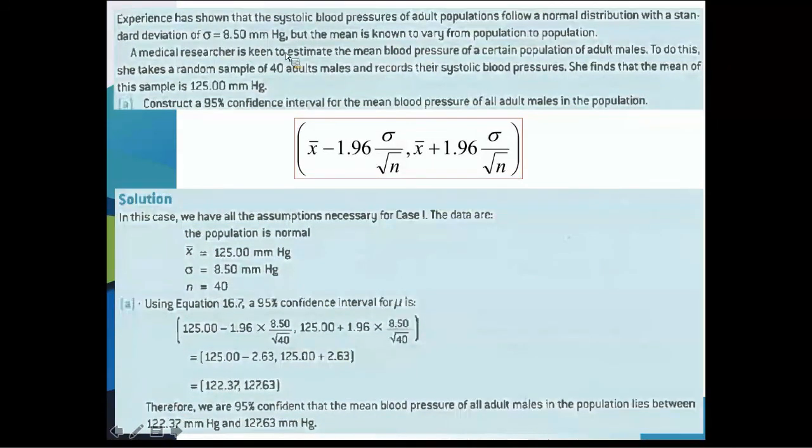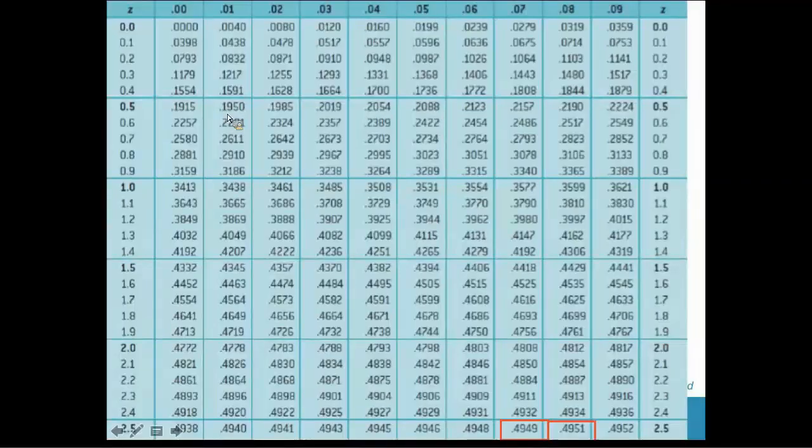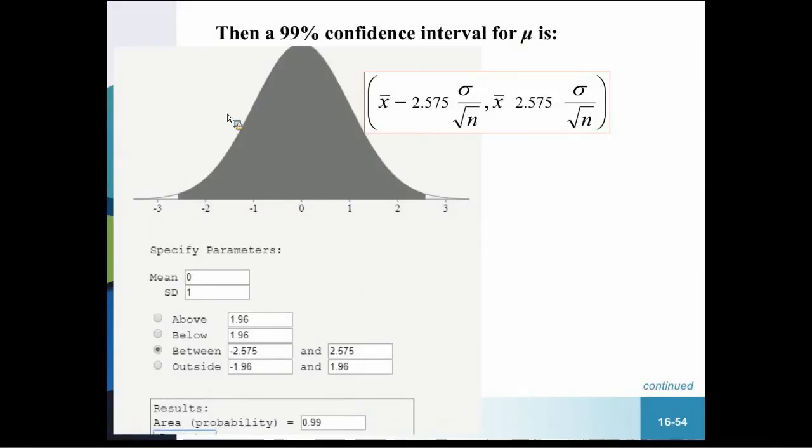Well, let's see if we can put it all together into a question. And here it says we've found a normal distribution, standard deviation's 8.5, and we're not sure what the mean of the population might be. So we take a sample of 40 adults. 40 is reasonable. That's above 30, so definitely above 25. So we're good to roll with this formula. We find the mean of this particular sample is 125. So pretty much got to plug the data in. Put 125 in there. Put the z in, we want to be 95% confident.